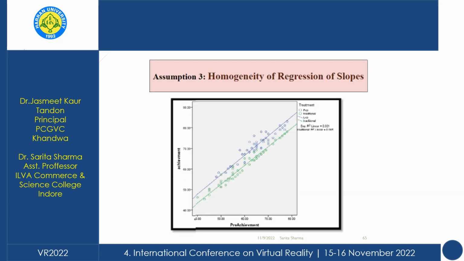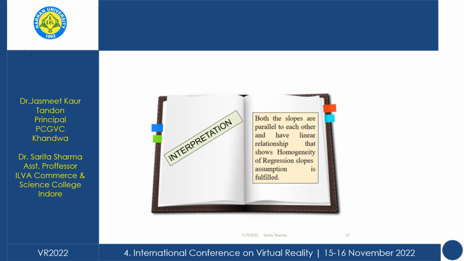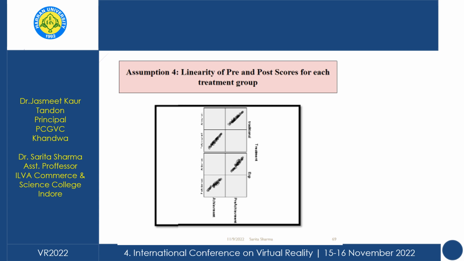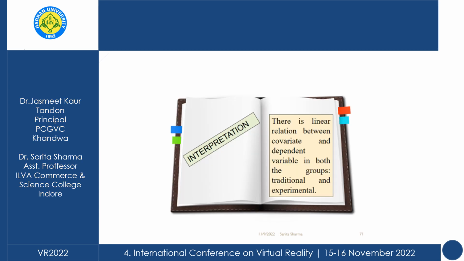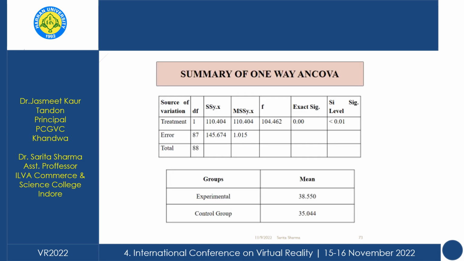Assumption number 3 is homogeneity of regression slope. In the graph we can see that both the slopes are parallel to each other and have a linear relationship. That shows the homogeneity of regression slopes assumption. The fourth is linearity of pre and post course for each. Here there is a linear relationship between covariate and dependent variables in both the groups, traditional and experimental.